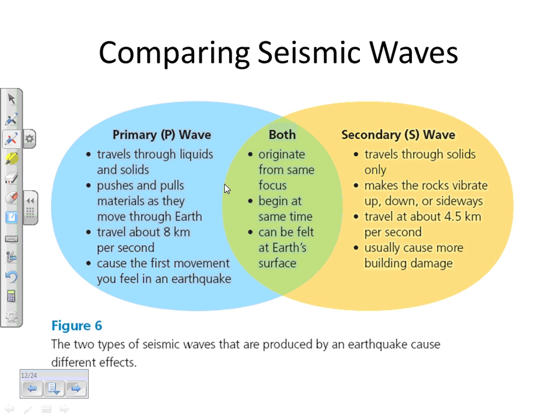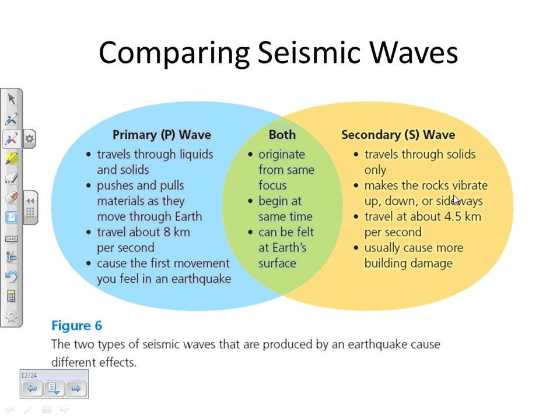Okay, so let's compare the two. You've got the primary wave characteristics, the secondary wave characteristics, and then both. Primary waves travel through liquids and solids. They push and pull. They go about 8 kilometers per second. That's pretty quick. Think about traveling 8 kilometers per second. And they cause the first movement you feel in an earthquake.